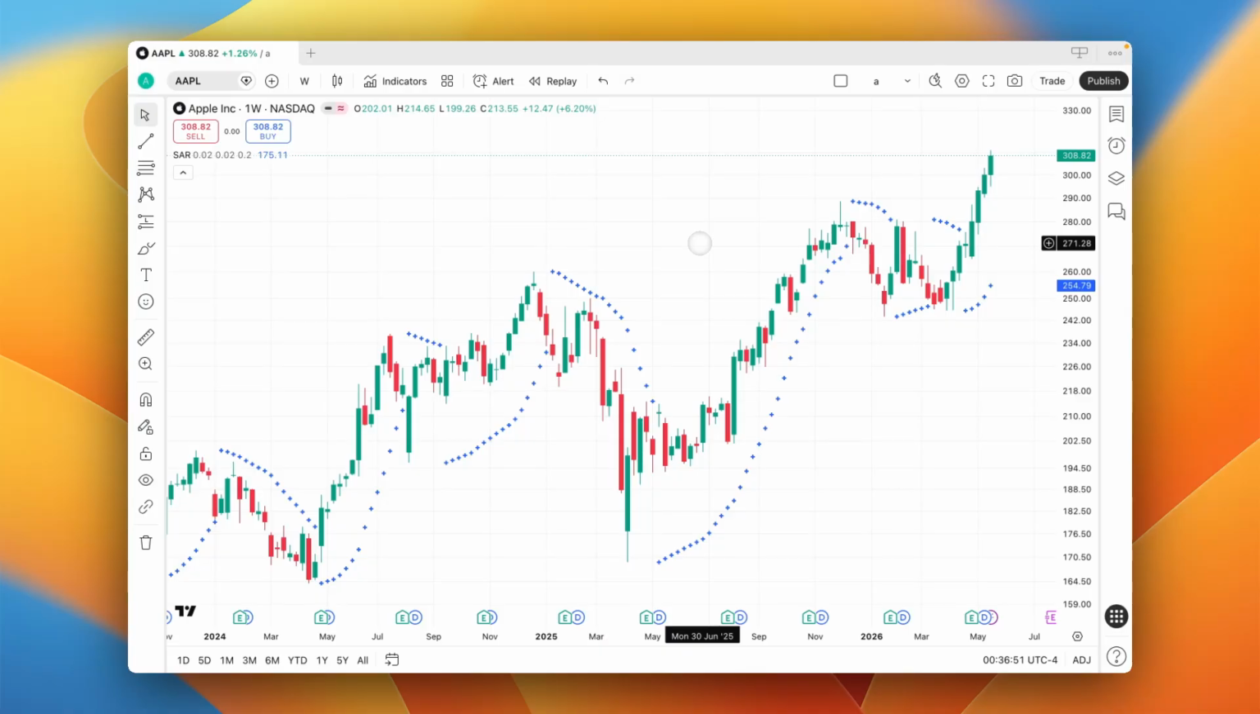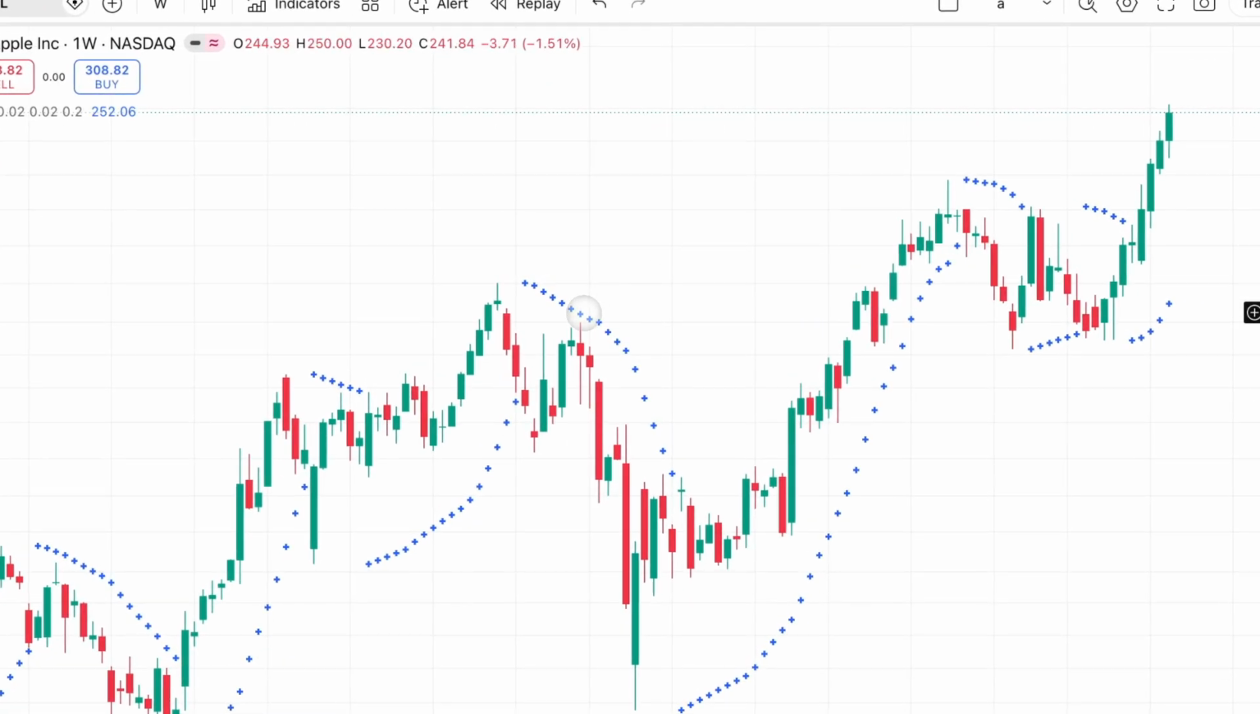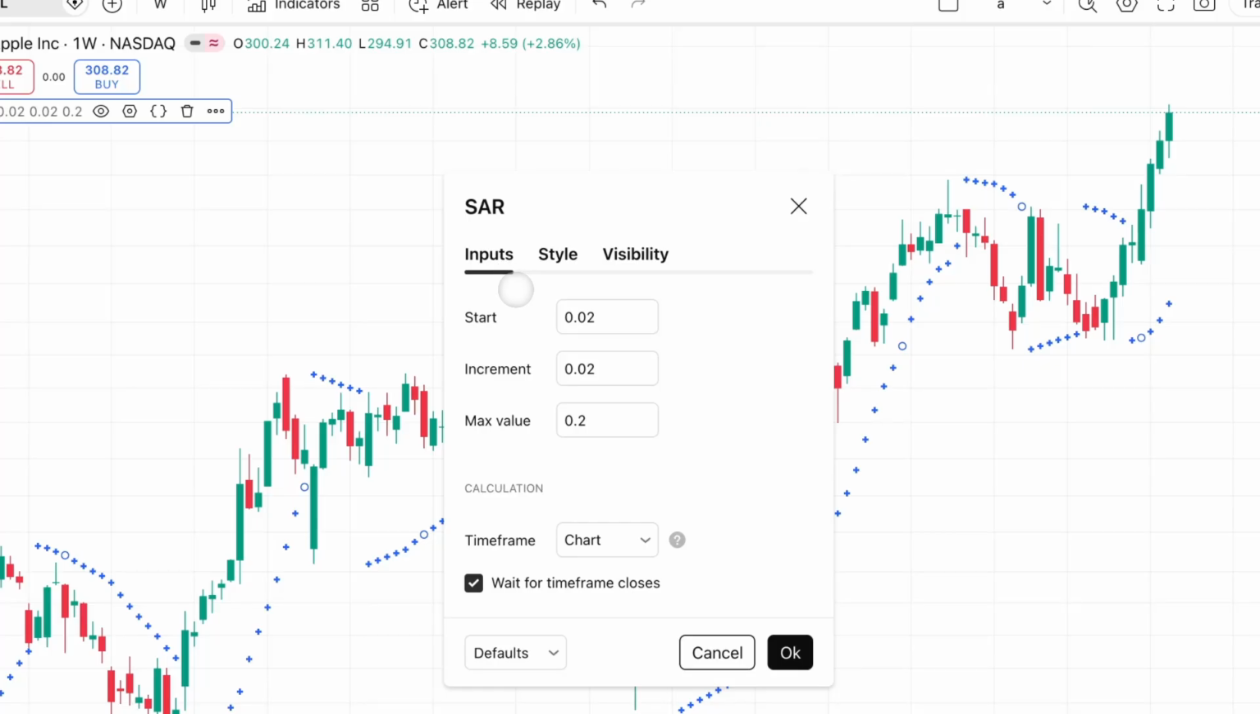Let's look over the settings for this. Simply hover over the dots and double click. Then go to inputs. You'll see two specific inputs, which are the start and the max value. The default for the start is 0.02 and the maximum is 0.2. These control the acceleration, and the dots accelerate toward price as a trend extends, getting closer until eventually price crosses them and the SAR flips.